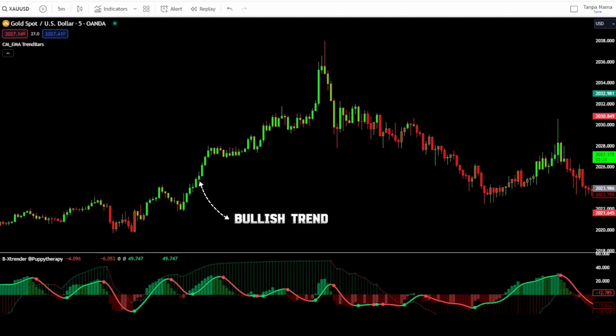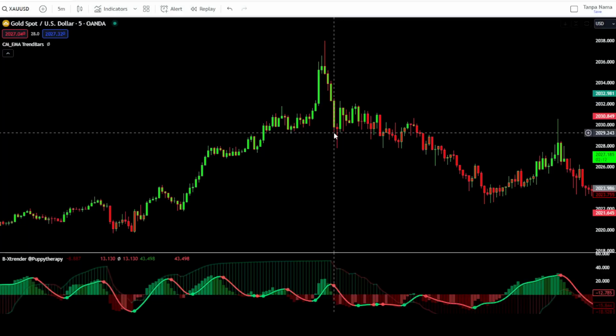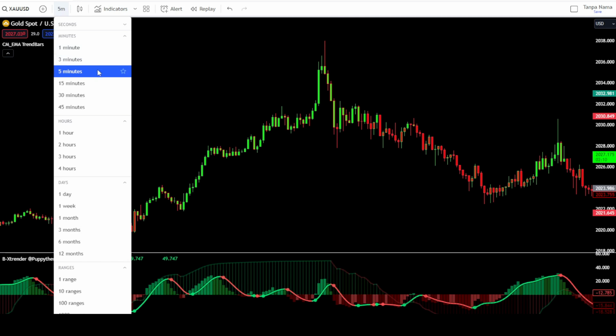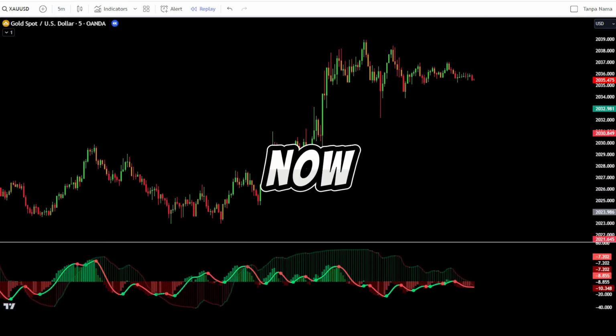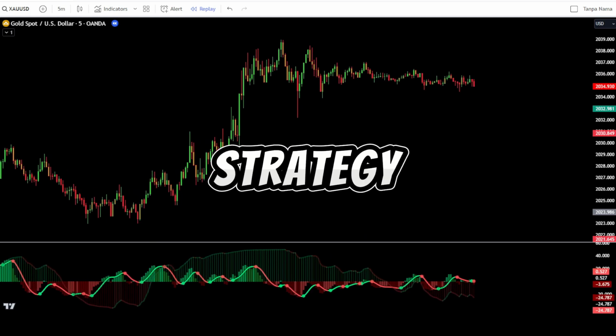and then click OK. For utilizing CM-EMA trend bars, you only need to observe the color of the formed candlesticks. If a candlestick is green, it indicates a bullish trend. Conversely, if the candlestick is red, it signifies a bearish trend. Since this video will focus on the 5-minute gold market, set the pair to XAU/USD with a 5-minute time frame.